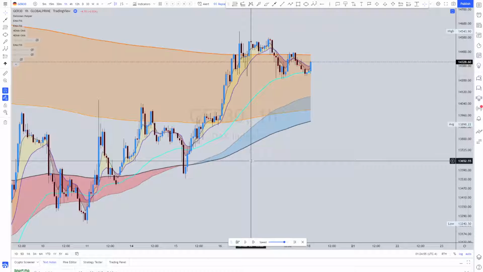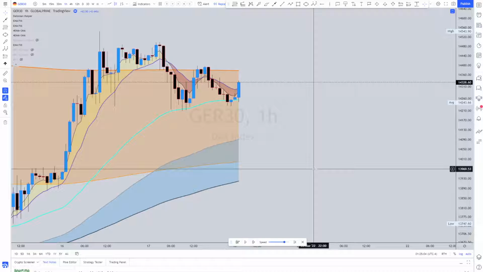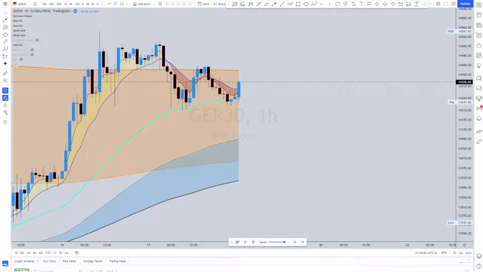But once again, this is EMA flow, kind of a breakdown of like the 50 and 4 EMA strategy. A little different things.